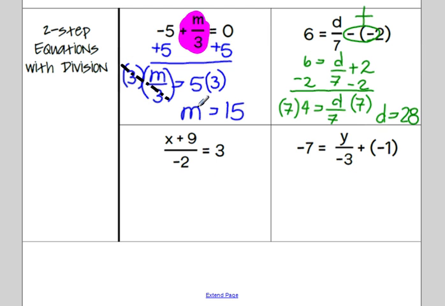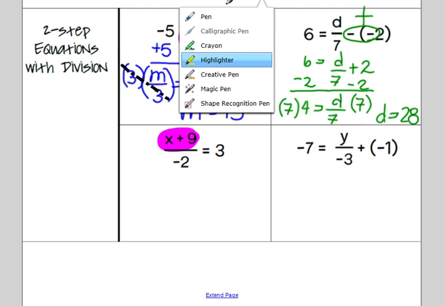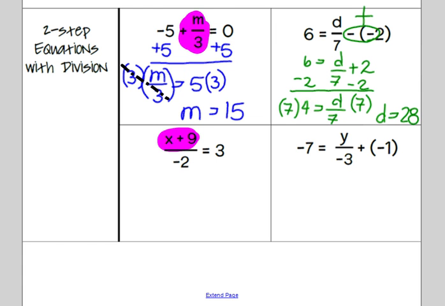This next one is quite a bit different. So we can see that here we just had a variable divided by a value, but on this next problem, we have more than just the variable. So we have x plus 9 divided by 2. When you see a problem like this, you are going to have to undo the division first. So in this case, we are going to undo that division of -2 by multiplying by -2.